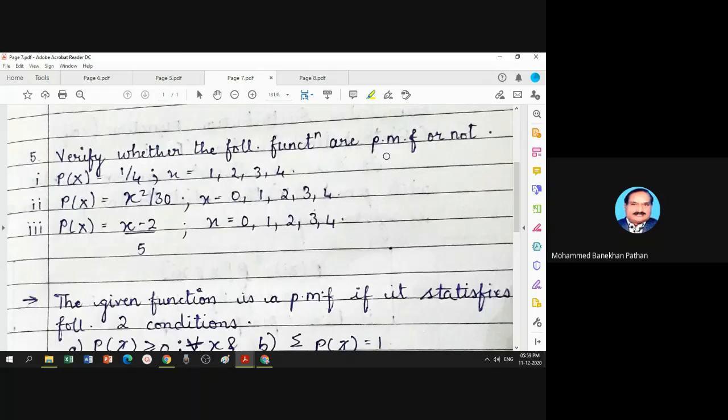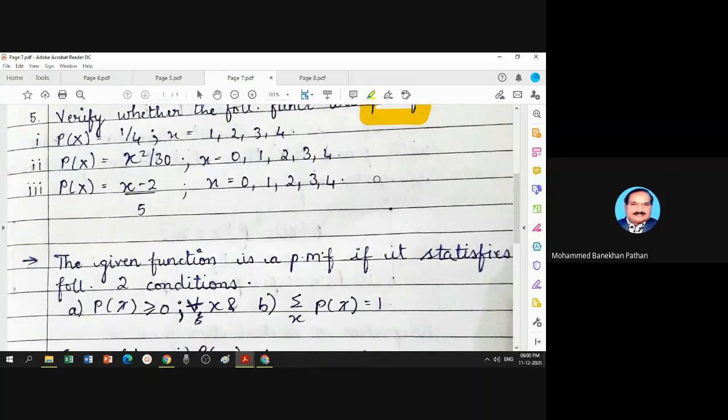PMF or not? Now, to solve this question, you should know what is the meaning of PMF. And that definition number 3 I taught. Any function is known as PMF if that function satisfies two conditions. Value taken by the function should be non-negative and total values taken by that function should be 1. Then I call the given function a PMF. Let us verify one by one.